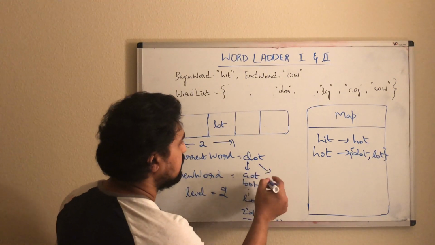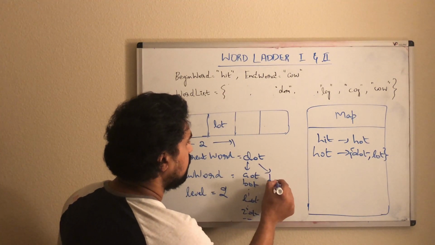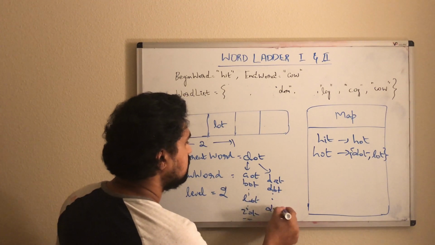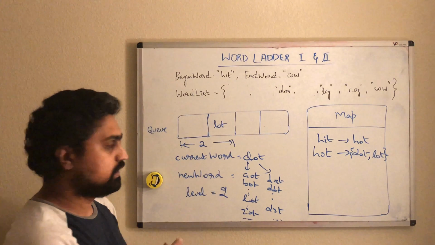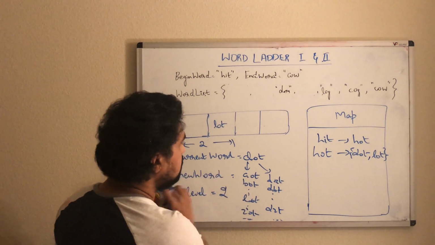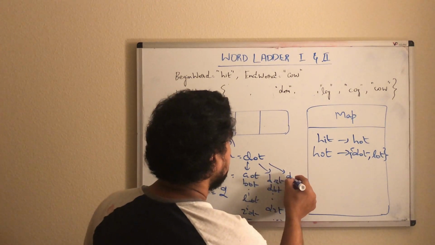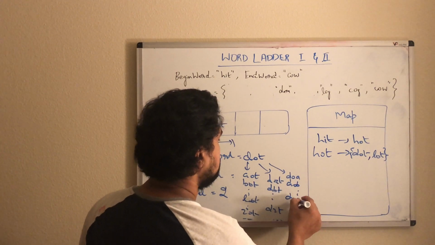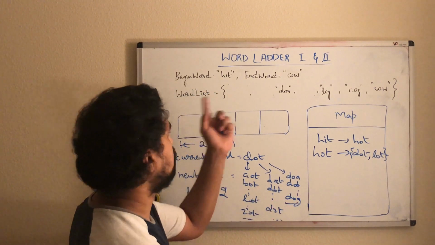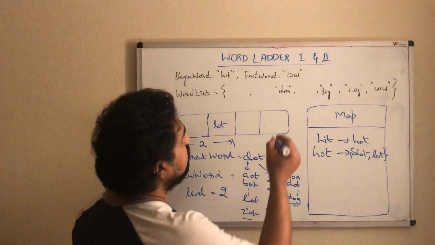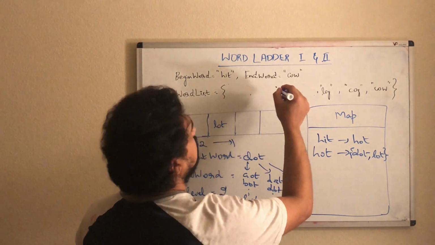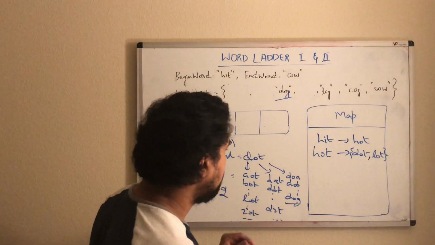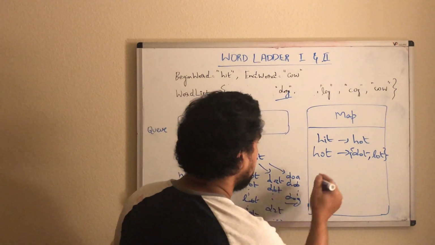Now let's replace the second character: DAT, DBT, etc., DZT, and none of these words belong to this word list. Now let's try replacing the third character. So DOA, DOB, etc., DOG. So we find this word that belongs to this word list. So this is DOG. Now we shall mark this word as visited, and we shall create a mapping between dot and dog.